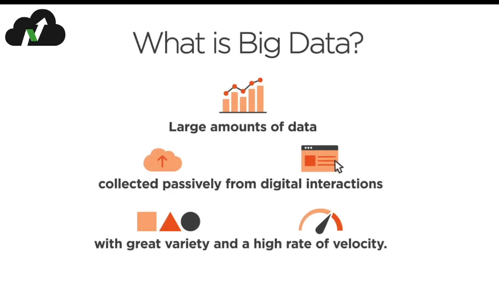As the definition states, big data is a collection of data that is huge in volume yet growing exponentially with time. It is data of such large size and complexity that none of the traditional data management tools can store or process it efficiently. Big data is also data, but with a huge size, which is collected passively from digital interactions with great variety and at a high rate of velocity.